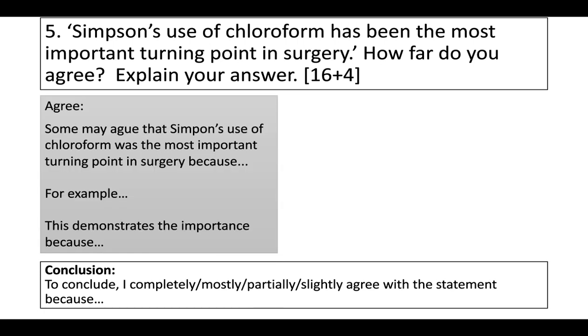So for agreeing, you may say things like, some may argue Simpson's use of chloroform was the most important turning point in surgery because. Okay, that's your point. Then you're going to give an example, or some examples, multiple if you've got lots, using specific names, dates, figures, all those sorts of things, and then say how it demonstrates importance. Okay, did it save lots of lives? Did it create a widespread impact? Did it create a long-term impact? Okay, referring back to significance.